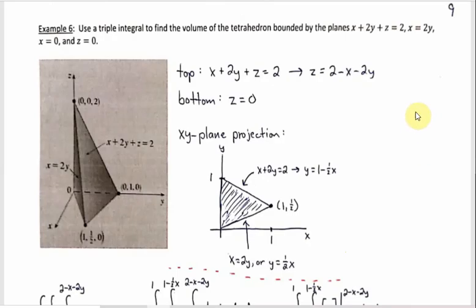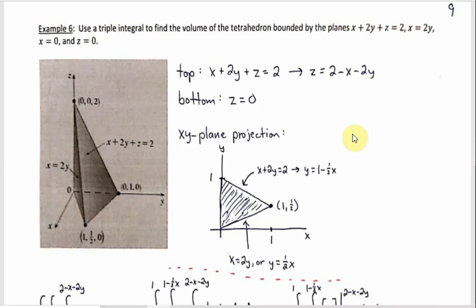Example number 6. This was a subtle enough drawing that I put the actual one in from a book, because getting this surface on what I guess is sort of the left side here, that's really hard to draw because it's such a little sliver. But our bounds are the planes x plus 2y plus z equals 2. Right? That's the one that's over here, sort of toward the right. x equals 2y, which is the sliver on the left. x equals 0 on the back, and then z equals 0 on the bottom.